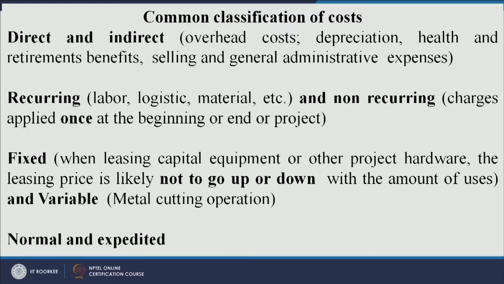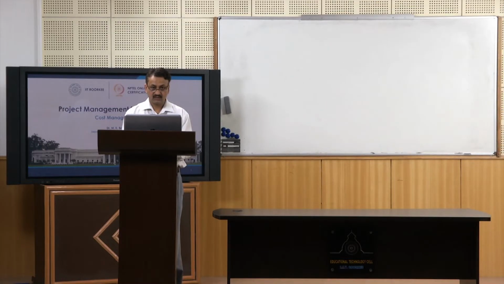Then you have got normal cost and expedited cost. Those costs which occur in a regular manner are called normal cost. But when you want to do some activity before its time, then you need to put in some more resources and you need to expedite things. So, the cost which you incur in expediting things comes under expedited costs, right.